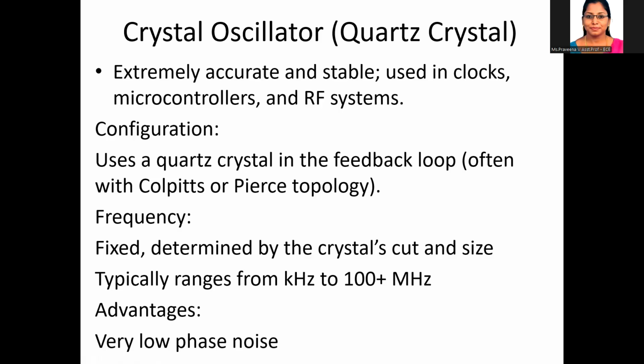Whenever voltage is applied, the crystal will vibrate at its resonant frequency. Then due to that vibration, it will produce an oscillation, right? So the operating frequency is fixed, and it is determined by the physical dimensions and thickness of the crystal. Generally, the crystal oscillator operates at frequencies from a few kilohertz to more than 100 megahertz. The main advantage is that it provides very high accuracy.